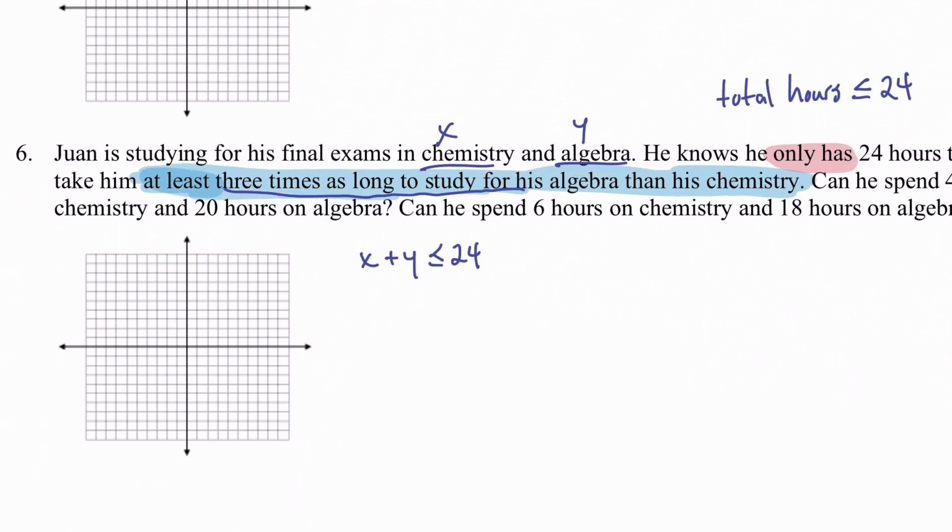And you might think, oh, okay, that means something's going to get multiplied by 3, which is true. Now, x is the number of chemistry hours, y is the number of algebra hours. It's going to take him 3 times as long to study for algebra. So algebra is the greater amount, right? Algebra is more. So you might think, oh, that means 3y.